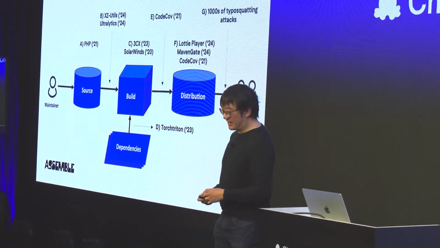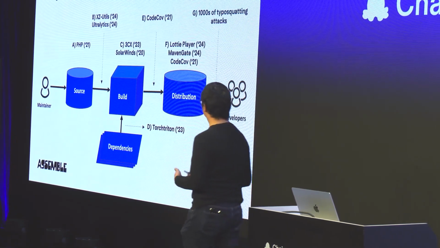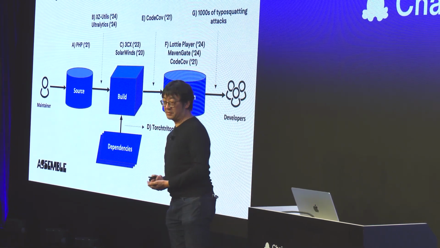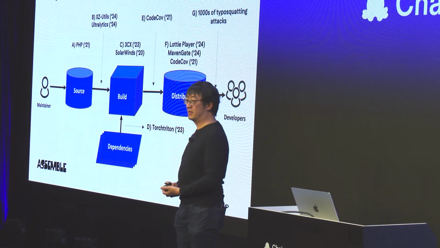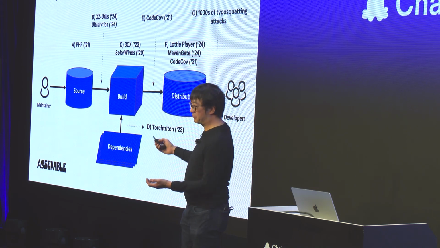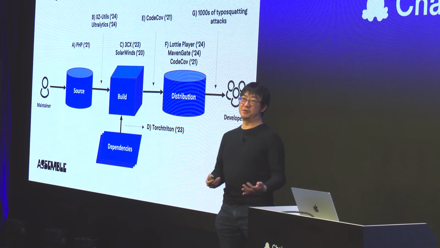So if you instead look at these sorts of attacks over the library supply chain over the last few years, you can see that they are predominantly concentrated in boxes B through F. So let's talk about a few of these examples.